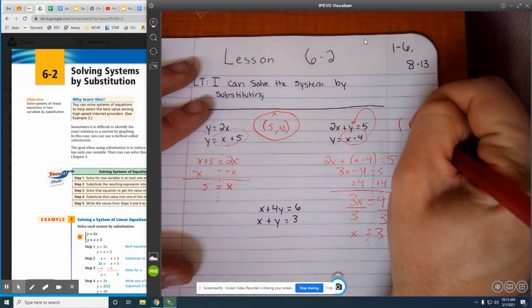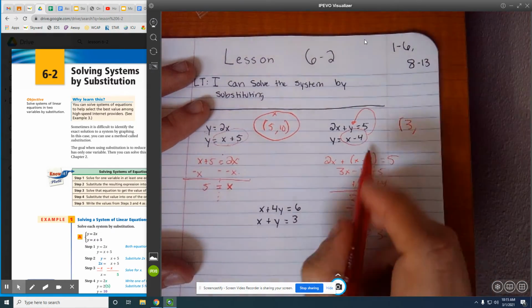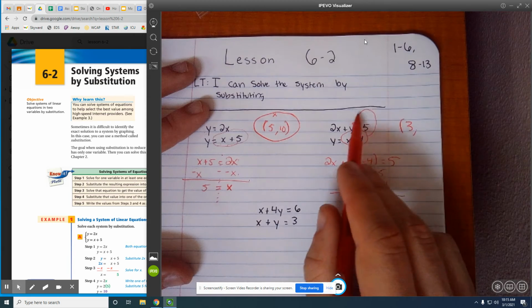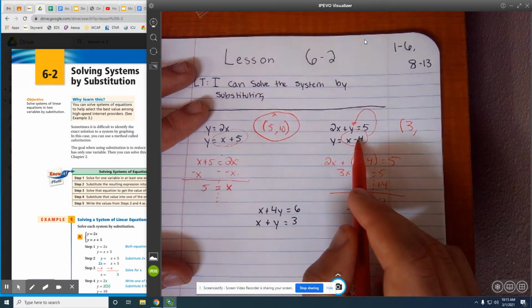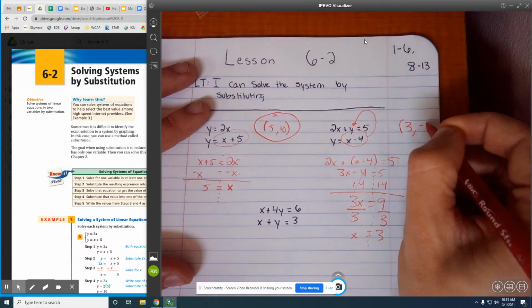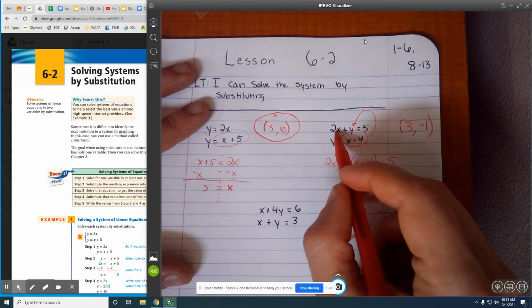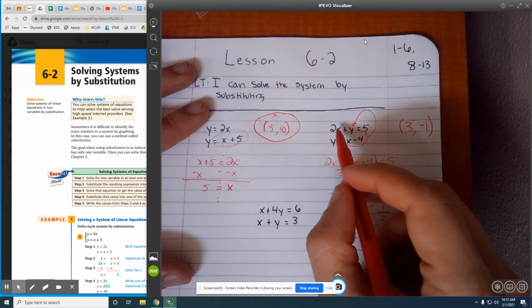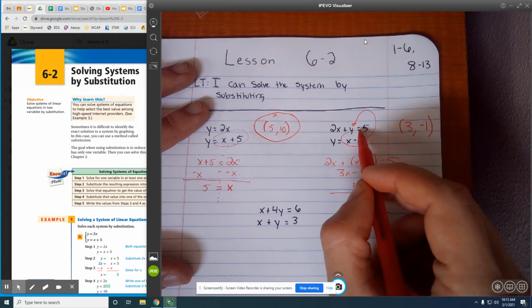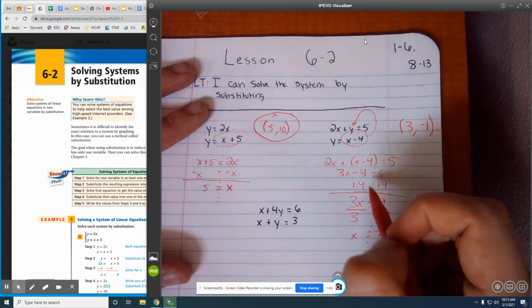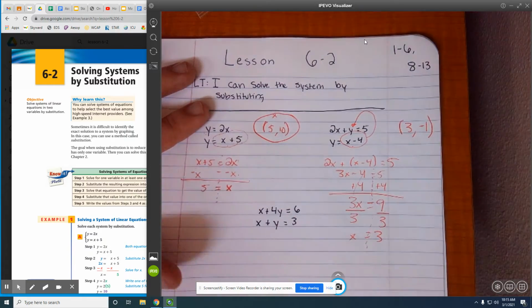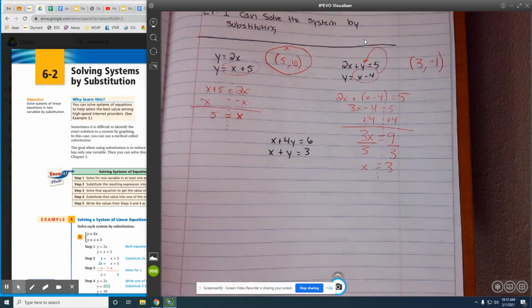Again, if x is 3, we can plug that in. I'm always going to plug it into my easier equation. It looks like this one. 3 minus 4 is negative 1. We can also check that up here. 2 times 3 is 6. 6 plus something equals 5. 6 plus negative 1. If I subtracted 6, 5 minus 6 is negative 1. All right, one more, guys.